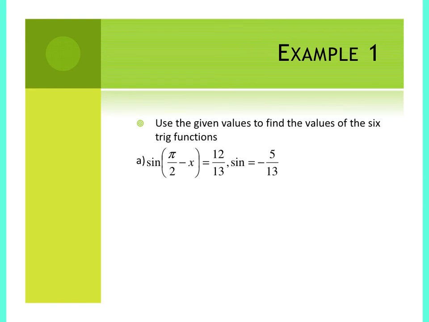So the first thing is the application of some of that stuff, and then we'll get into actually verifying. Use the given values to find the values of the 6 trig functions. So this time I tell you that sine of pi over 2 minus x is 12 over 13, and the sine of x is negative 5 over 13. So this is the first thing you can replace. What is the same thing as sine of pi over 2 minus x?